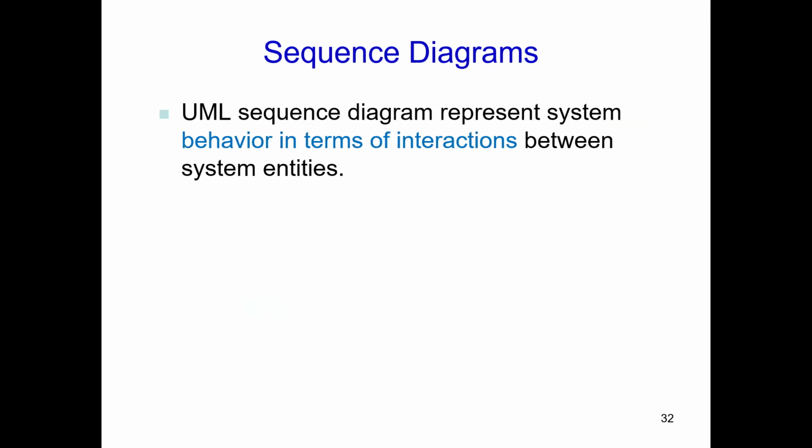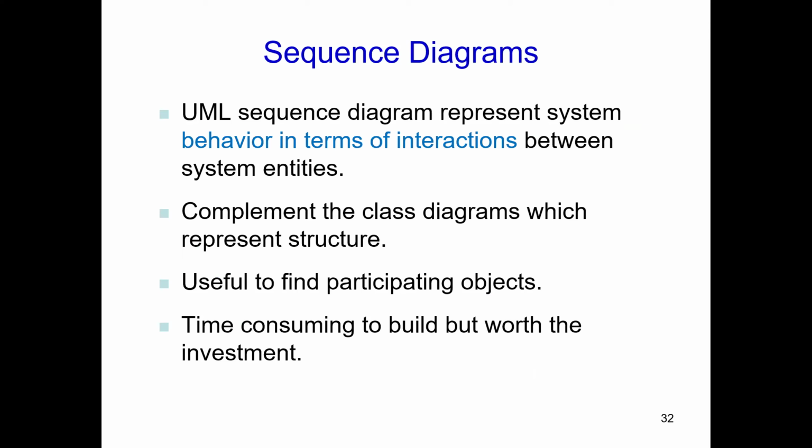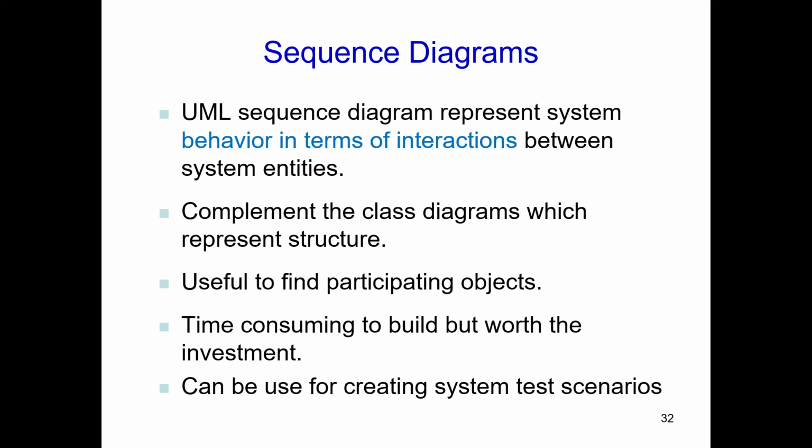So sequence diagrams represent the system behavior in terms of interactions between the system entities. These complement the class diagram, which represents structure. It's useful to find participating objects. It's time consuming, but it's worth the investment. And it's good to create some system scenarios. Like, for example, if you try to mitigate risk, you can create these scenarios and illustrate, okay, if we do this and this happens, this is what's going to happen.